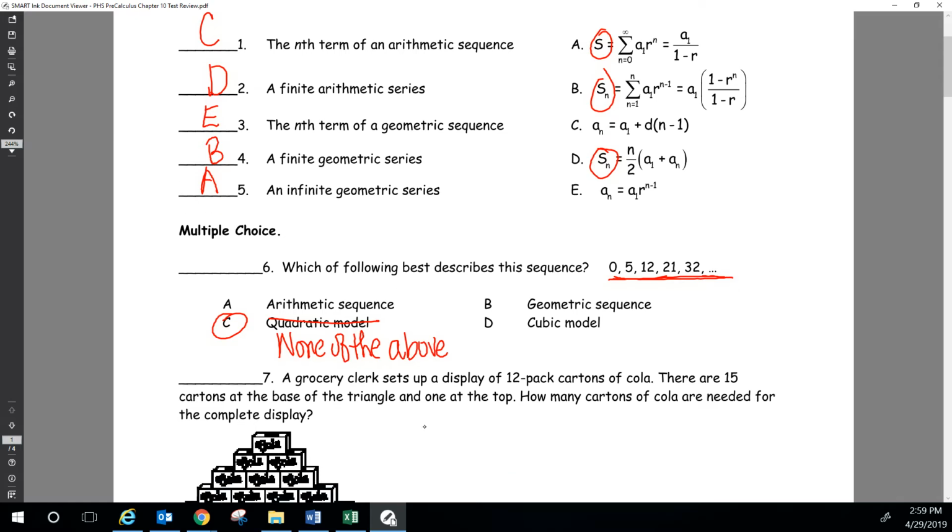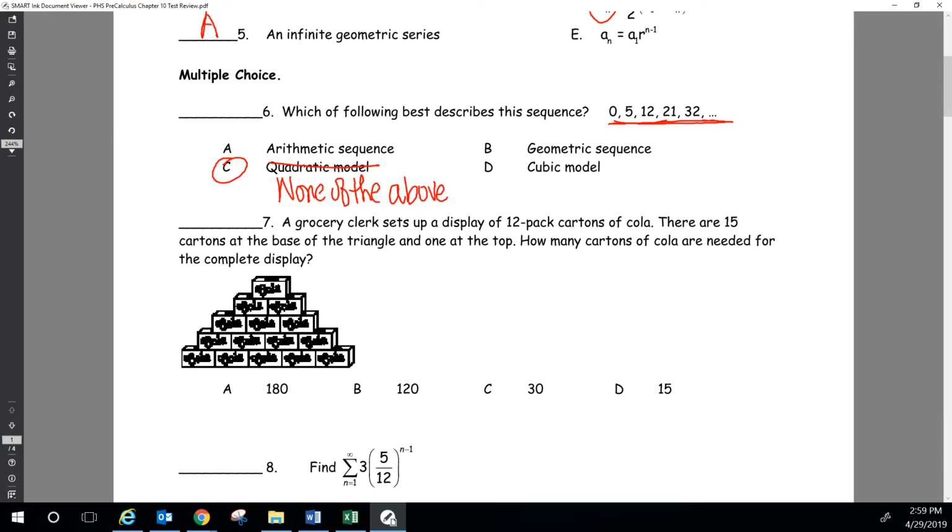All right, number 7: a grocery clerk sets up a display of 12-pack cartons of cola. There are 15 cartons at the base of the triangle and 1 at the top. How many cartons of cola are needed for the complete display? Note that this is not the complete display. This is just showing you how it's set up. So I've got 1 on the top, and then 2, and then 3, and then 4, and then 5. And I'm going to keep going all the way down until I have 15 across on the bottom.